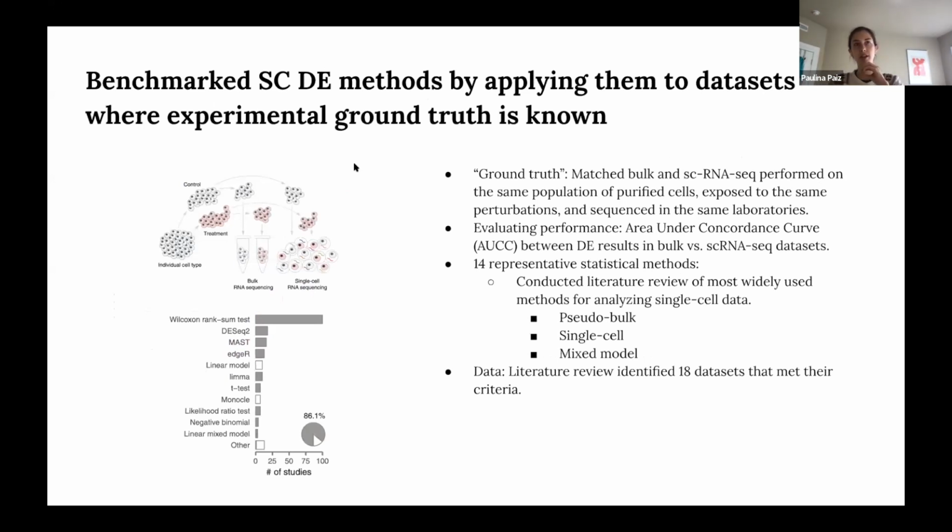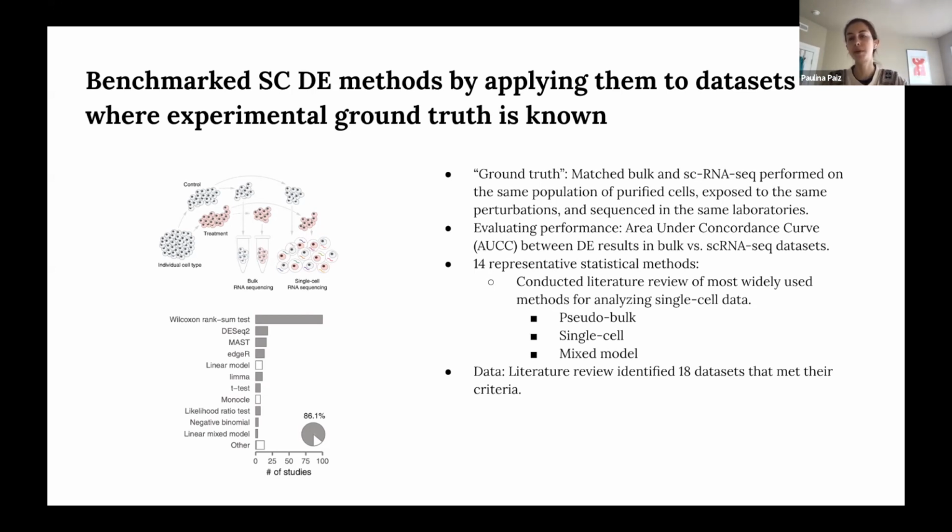Now moving on and starting to talk about the actual article. The first thing they did is that they benchmarked single cell differential expression methods by applying them to data sets where the experimental ground truth is known. Of course, to do this, they first had to establish what ground truth was. And for them, they said that ground truth was going to be matched bulk and single cell RNA-seq performed on the same population of purified cells, exposed to the same perturbations and sequenced in the same laboratories. And they provide this schematic here of what that would look like.